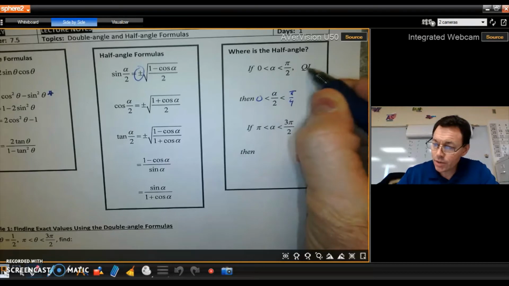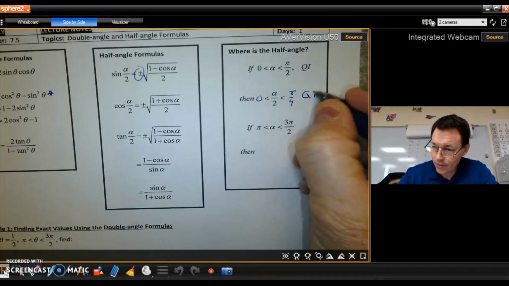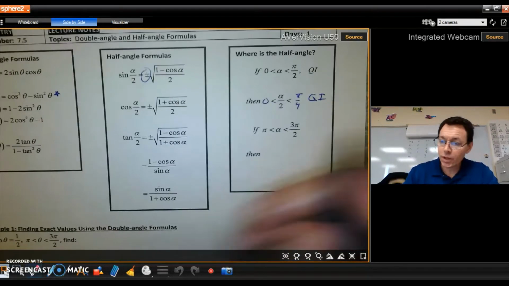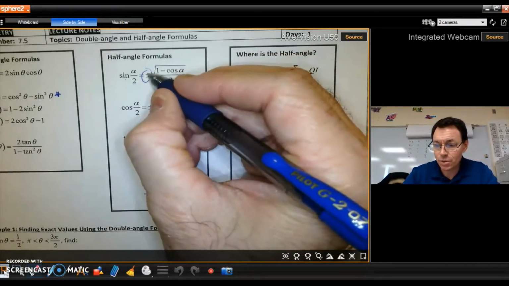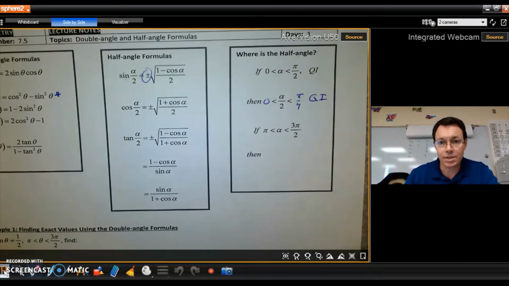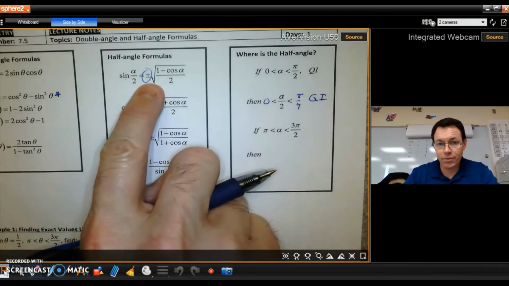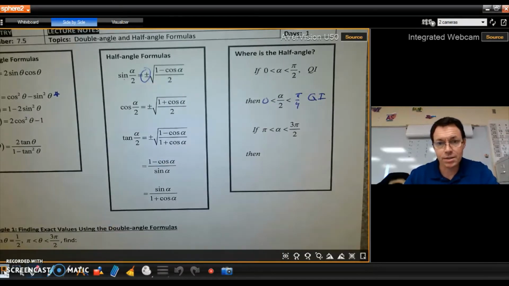So if your original angle is in quadrant 1, your half angle is also in quadrant 1. So if I was trying to find the sine of the half angle or the cosine of the half angle, I'm going to use the positive version because I know that sine and cosine are positive in quadrant 1. Okay, so I'm not going to put a negative in front of my radical. I'm just going to leave it positive.